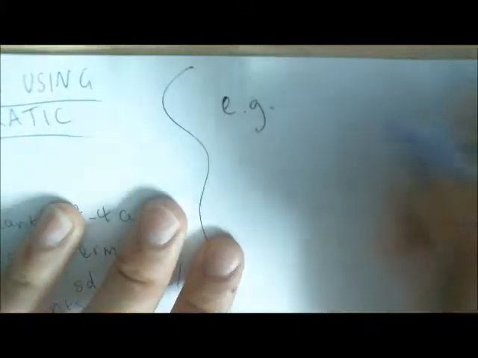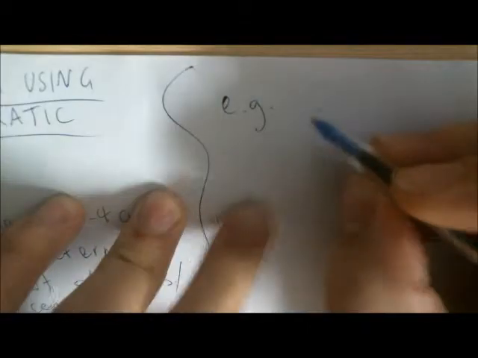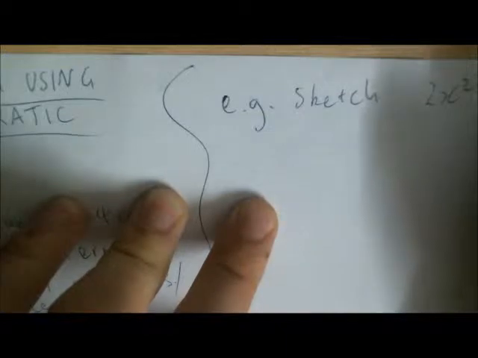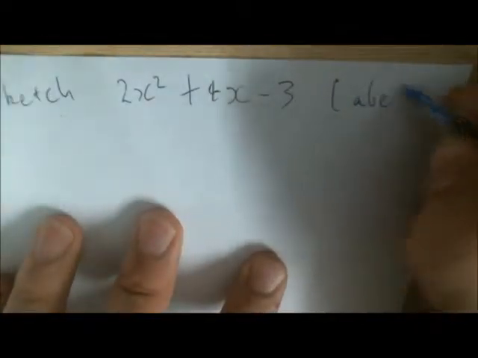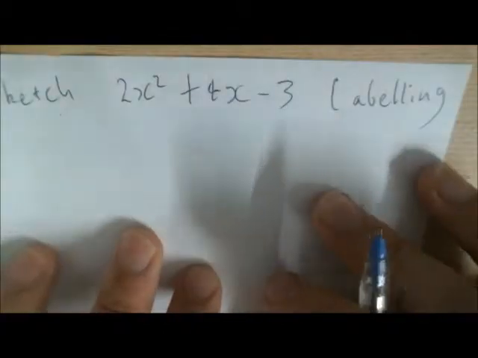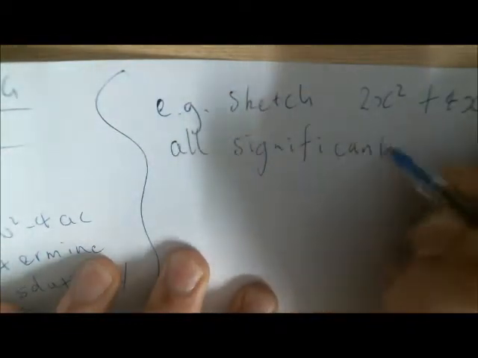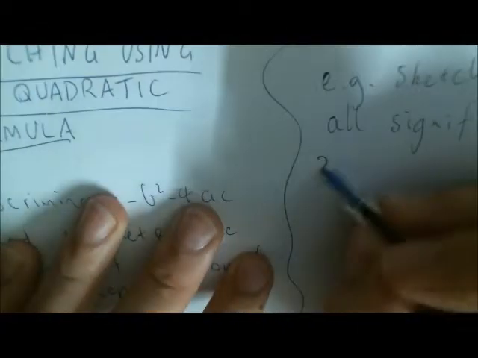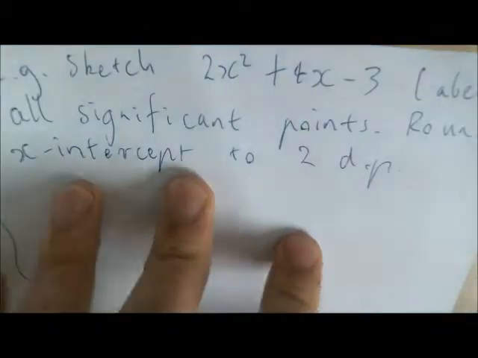So let's do an example. We're going to sketch 2x squared plus 4x minus 3, labeling all significant points. We're going to round x-intercepts to 2 decimal places.